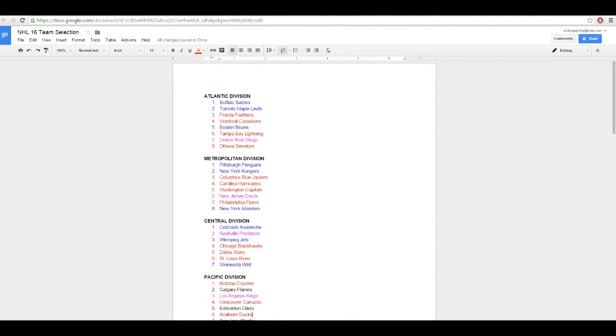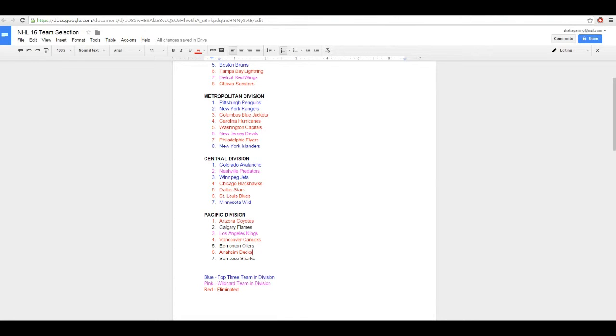So obviously from the Atlantic Division, we got the Buffalo Sabres, the Toronto Maple Leafs, and the Boston Bruins, and our wildcard team in the Atlantic is the Detroit Red Wings. In the Metropolitan Division, we got the Pittsburgh Penguins, New York Rangers, and the New York Islanders, with New Jersey being our wildcard team. In the Central Division, we've got the Colorado Avalanche, the Winnipeg Jets, and Minnesota Wild as our main teams, and the Nashville Predators as our wildcard team. And finally, in the Pacific Division, we've got the Calgary Flames, the Edmonton Oilers, and the San Jose Sharks as our main teams, and the Los Angeles Kings as our wildcard team.